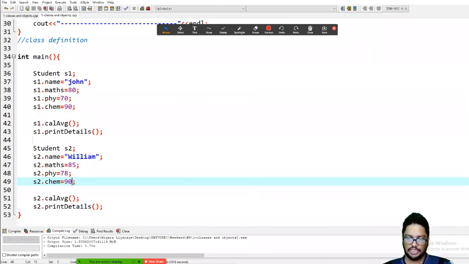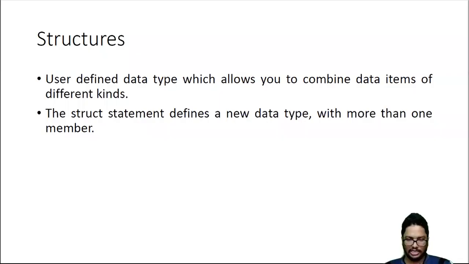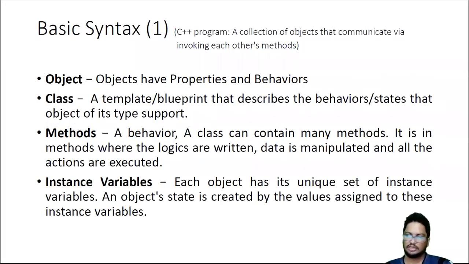If you go to the theory, before going on to the theory, we actually implemented some code, but now you can understand it. A class is a template or blueprint that describes the behaviors and state of the object. Objects have properties and behaviors. Methods are the behaviors, and a class can contain many methods.